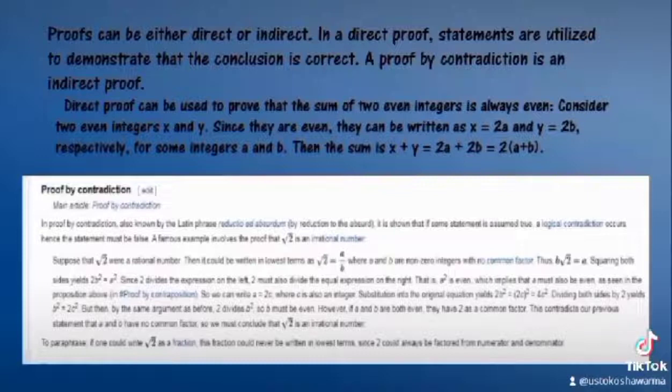However, if a and b are both even, they have 2 as a common factor. This contradicts our previous statement that a and b have no common factor, so we must conclude that the square root of 2 is an irrational number. To rephrase, if one could write the square root of 2 as a fraction, this fraction could never be written in lowest terms, since 2 could always be factored from the numerator and denominator.